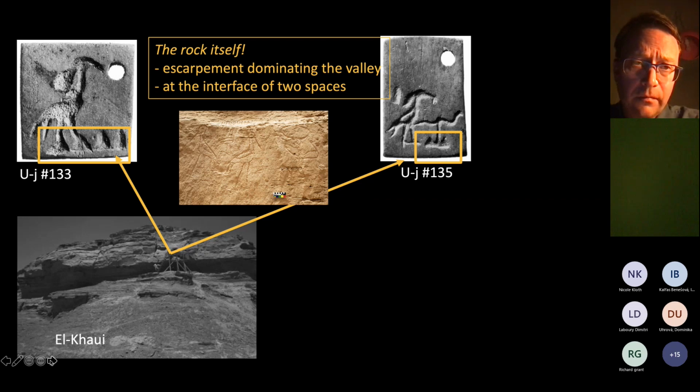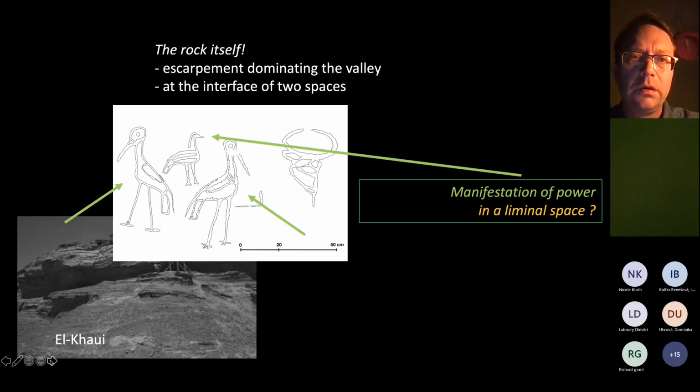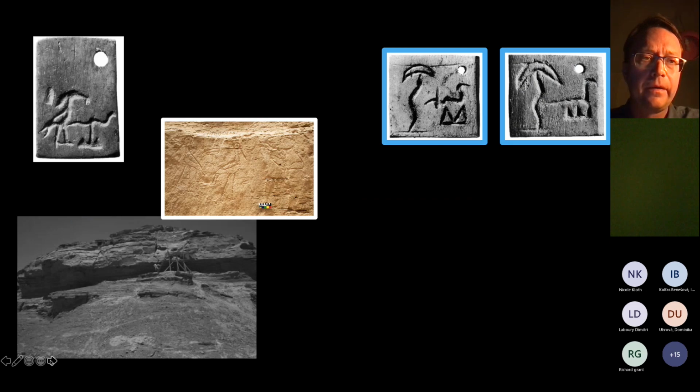Really? Well, you actually have them. It's the rock itself. It's an escarpment that dominates the valley from very much high above, and that sits at the interface of two spaces, the desert and the valley. You don't need to represent it on the rock because you are in that very space. And therefore, if you look at the flanking subtle-billed storks, which stand for manifestation of power for some sort, and if you take into account that at El Khawi we are in this probably liminal space, well, that might be the kind of significations that we're dealing with here, without being able to be very much more precise.